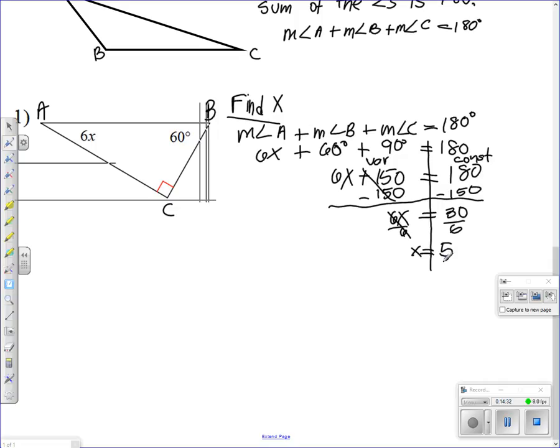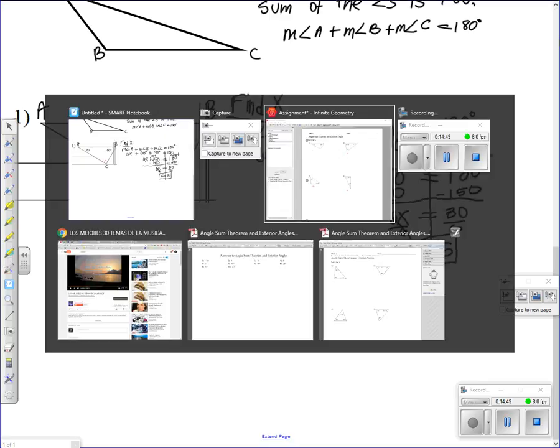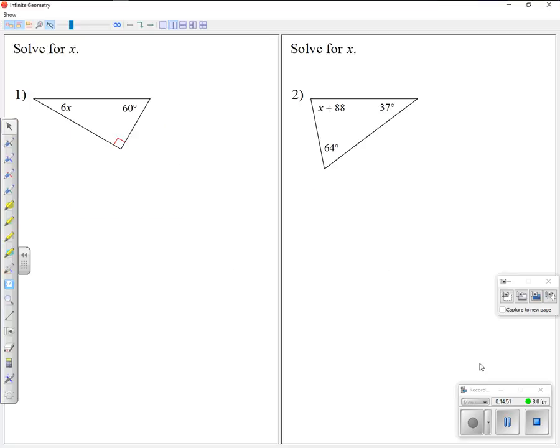Now again, go back and make sure I answer the question. The question is, what is x? So x is equal to 5, and that is the answer. Okay, so that's how we use the angle sum theorem. If you add them, you're always going to get 180 degrees. Okay, now example number 2. Here's example number 2. And same thing, solve for x.